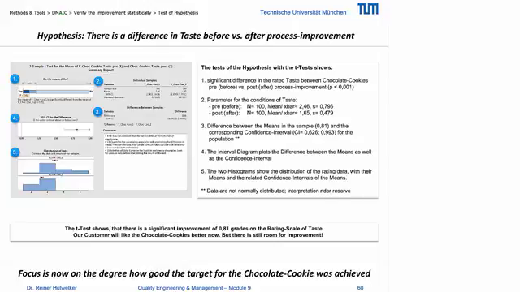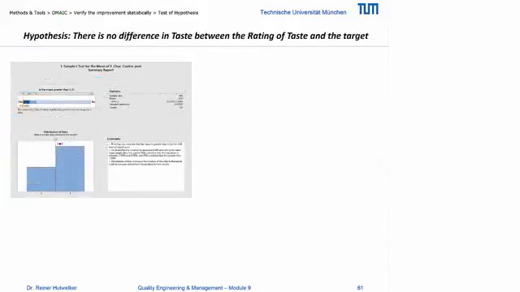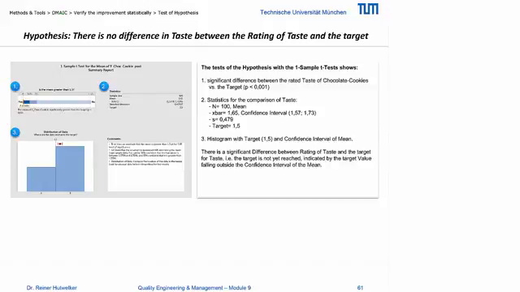The focus is now on the degree to which the target for the chocolate cookies was achieved. Did we achieve our target of 1.5 grades for the rating? Here we test the hypothesis: there is no difference in taste between the rating and the target value. To do so, we used the one-sample t-test to test our sample against this value. And the result is again significant.